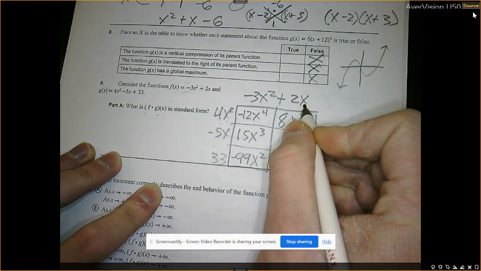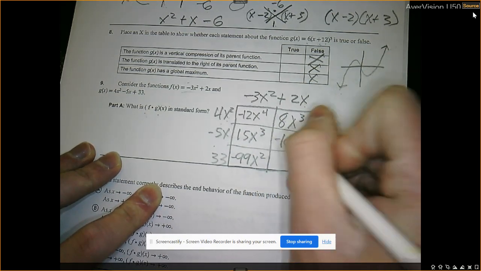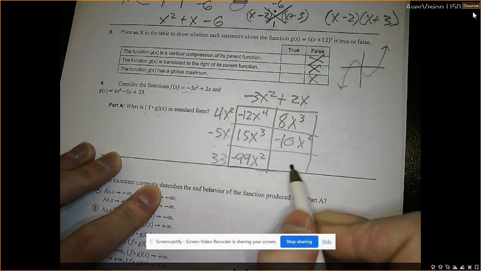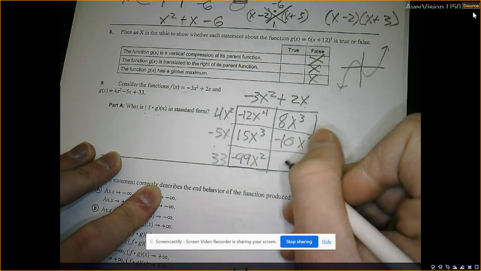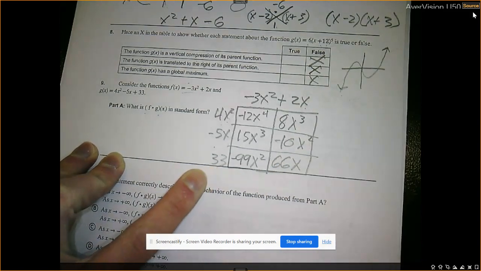Negative 5x times 2x is in this box. Negative 5 times 2 is negative 10. X times x, x squared. And lastly, 33 times 2 is 66. No x's here, but we do have an x there, so 1x.